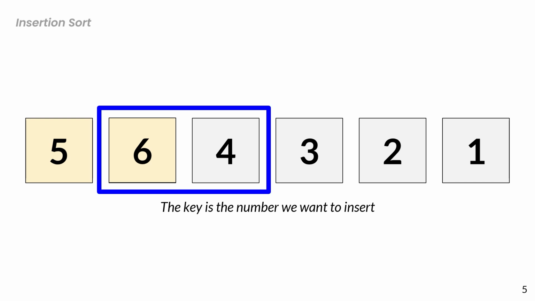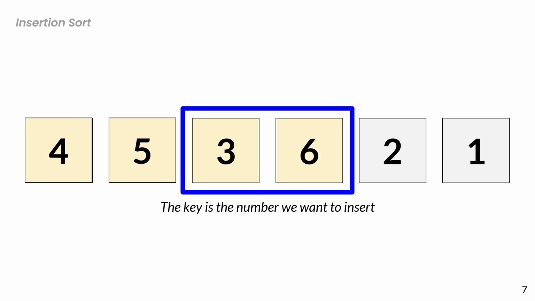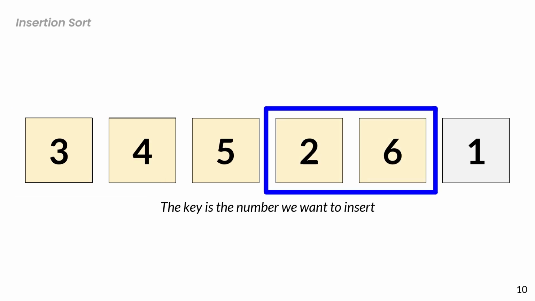Now, our key is 4. Is 4 greater than 6? No, so 4 shifts to the left. Is 4 greater than 5? No, so 4 shifts to the left again. This process repeats until every number has been placed in its correct position.